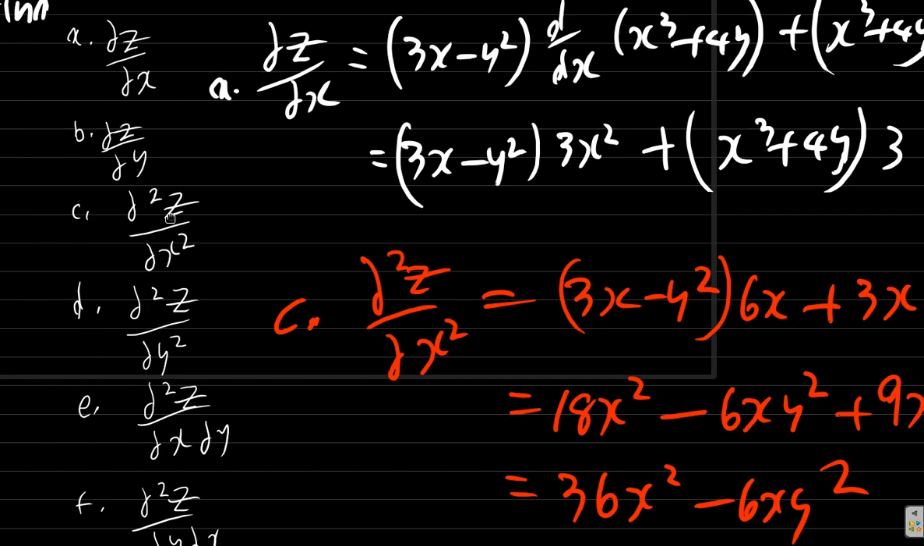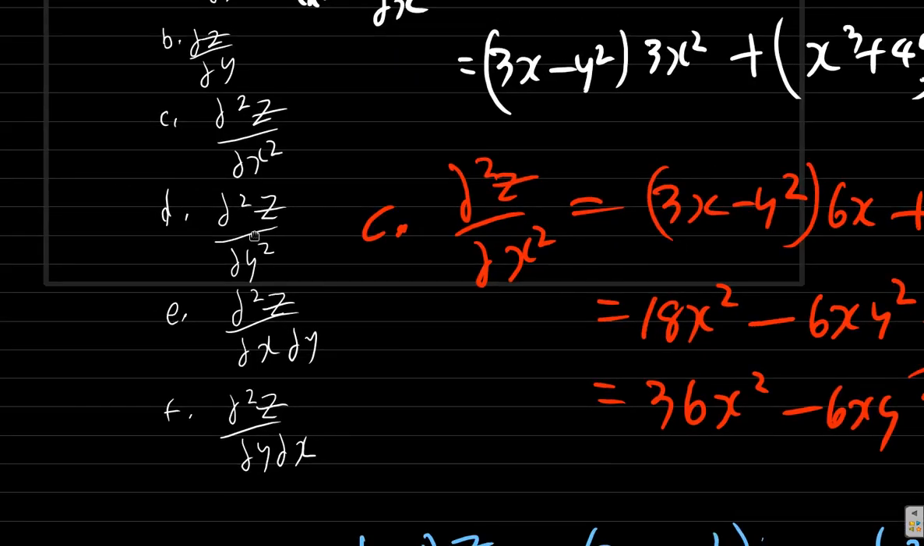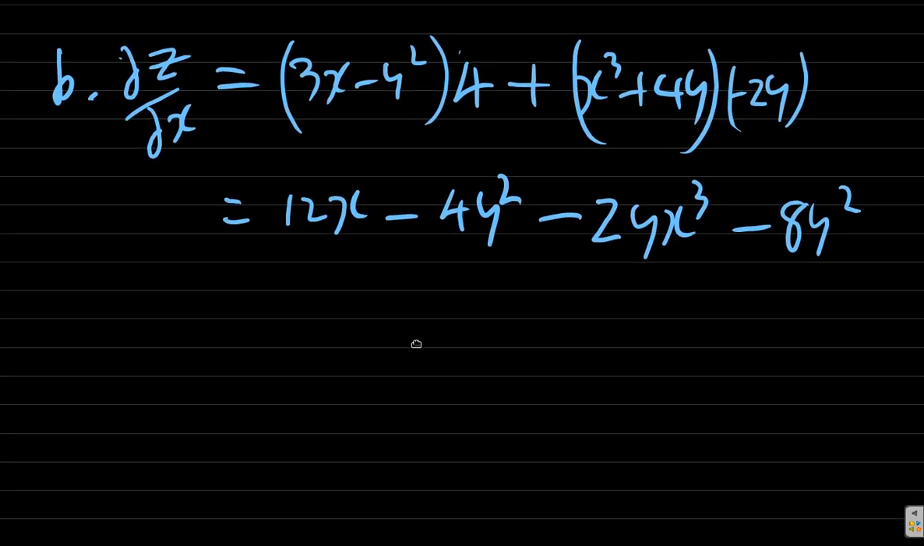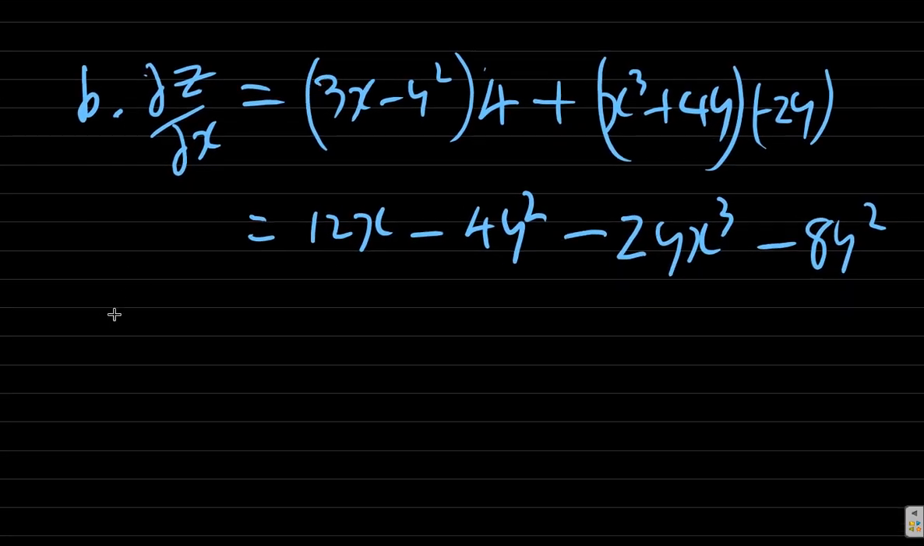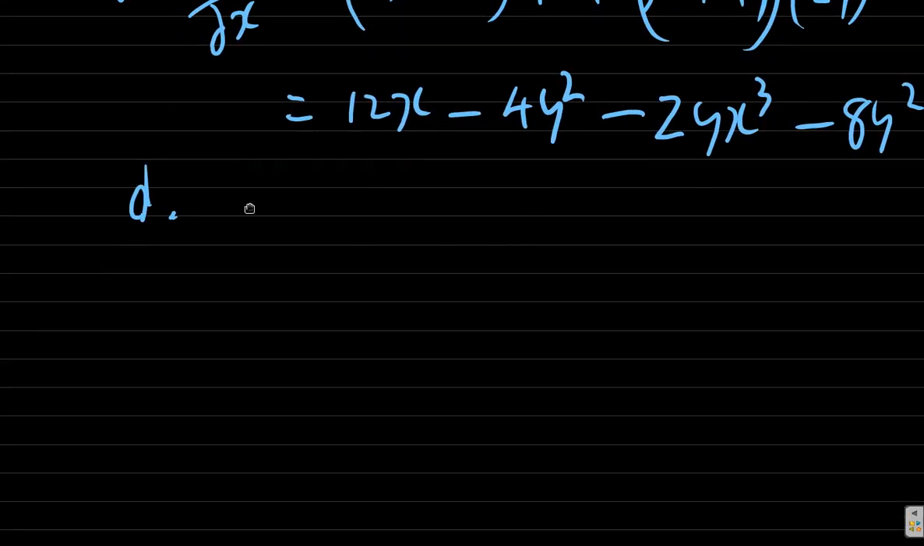We did A and C already and just did B. So what we have is D, delta square z by delta y squared. So D says delta square z by delta y squared. What is it?